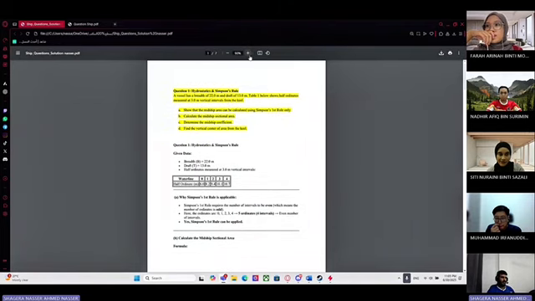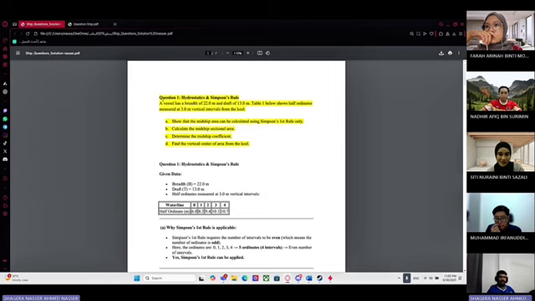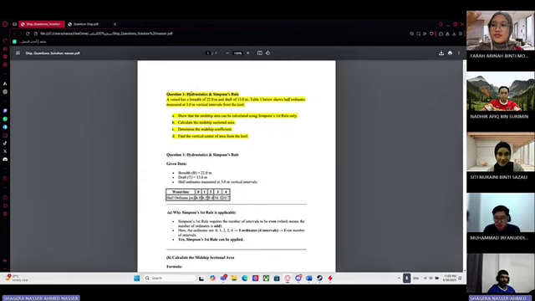For question 1, guys, can you see the screen? Okay. For question 1, let's first read the question. A vessel has a breadth of 22 meters and a draft of 13 meters. Table 1 below shows half ordinates measured at 3 meter vertical intervals from the keel.